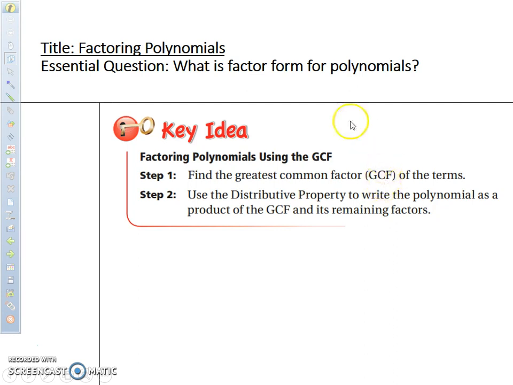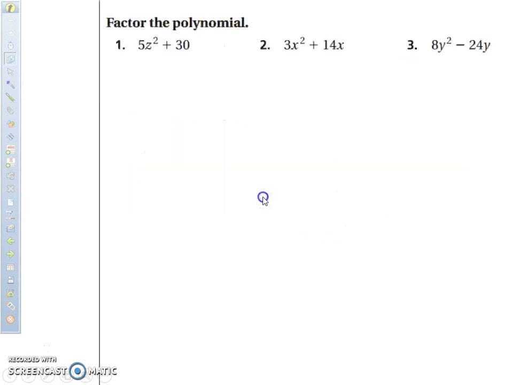All right, factoring polynomials. Remember, factored form is when it has the parentheses and has multiplication. So we're looking at writing polynomials in this factored form, and we're looking for x-intercepts. Big picture, looking for those x-intercepts. The first thing we need to do is find the greatest common factor. Then we need to use the distributive property to write the polynomial as a product of the GCF and its remaining factors. Let's take a look at the first example.